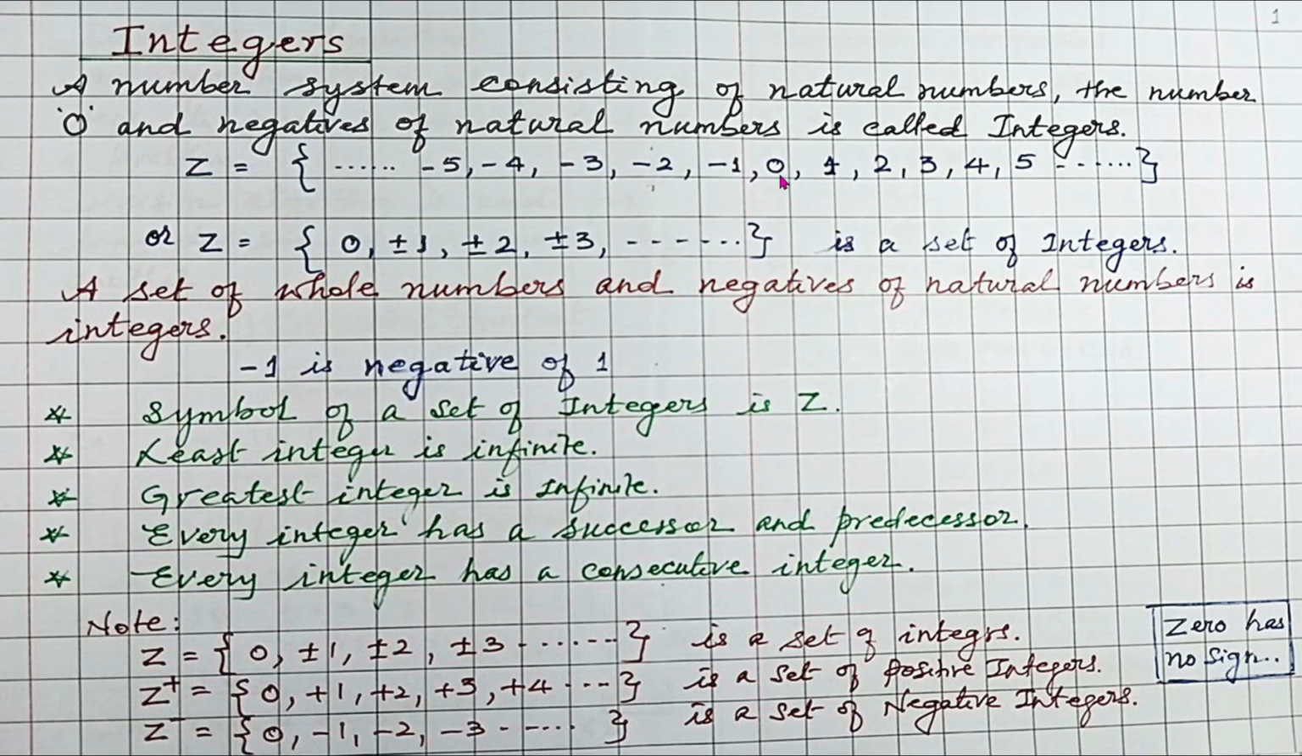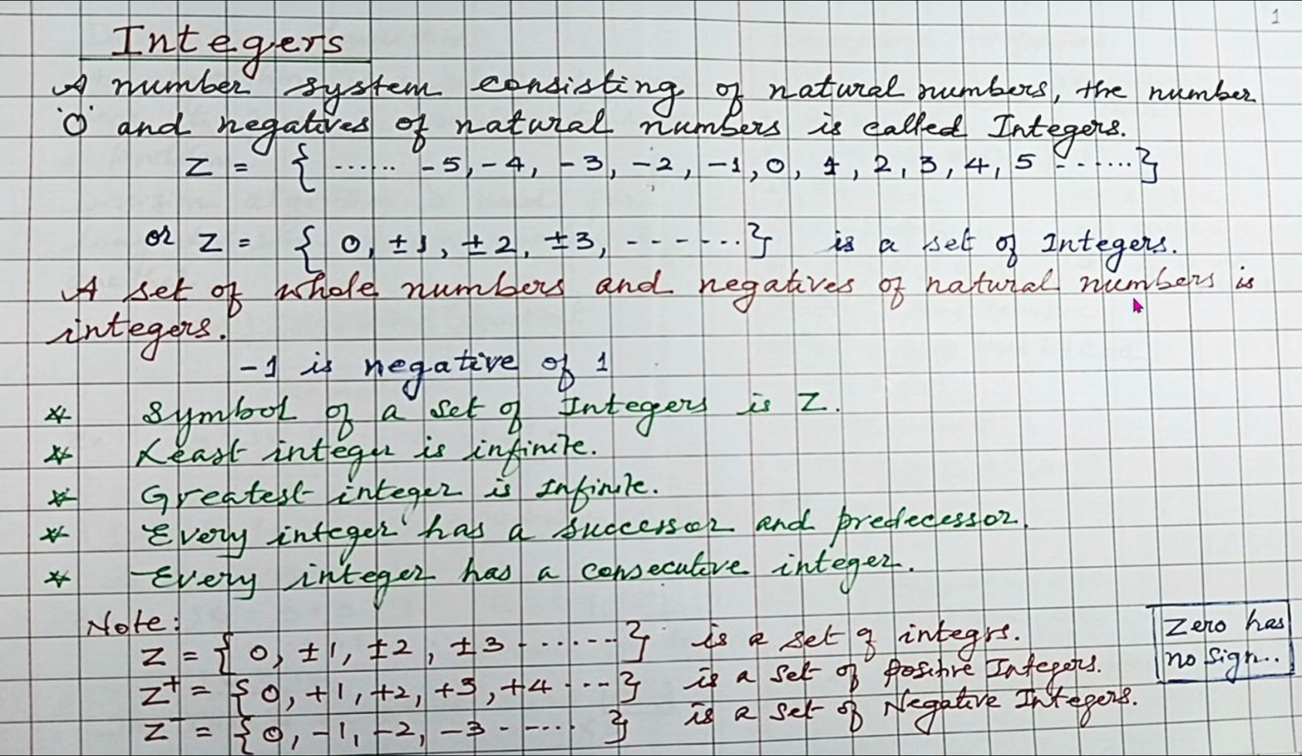Every integer, for example, 0 has a successor 1, 1 has a successor 2, 3 is a successor of 2, 4 is a successor of 3, and so on. So also 0 has a predecessor minus 1, and minus 2 is the predecessor of minus 1, minus 3 is the predecessor of minus 2, and so on. So that means every integer has a successor as well as a predecessor.